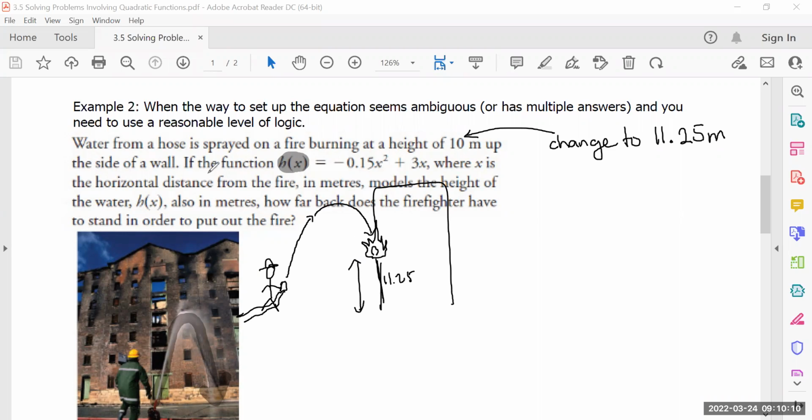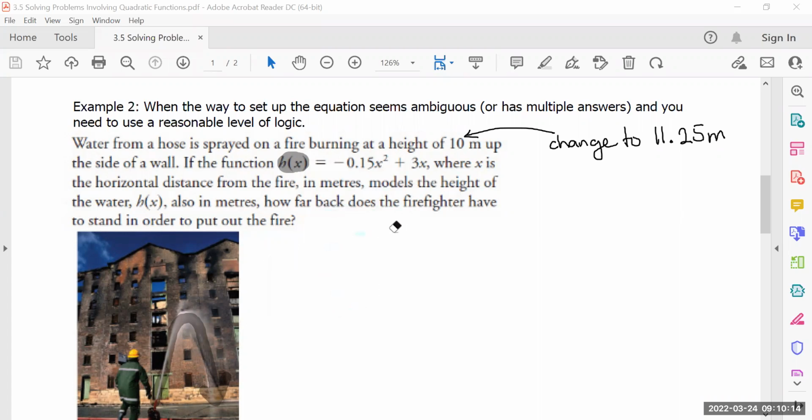Now, even if you didn't have this drawing, that's okay. Let's pretend it's not even there yet. Who cares? What does the math tell you? Well, the function h of x equals negative 0.15 x squared plus 3x. x is the horizontal distance. So again, if this was a person, x is the horizontal distance between the person and the fire. And the height is h of x.